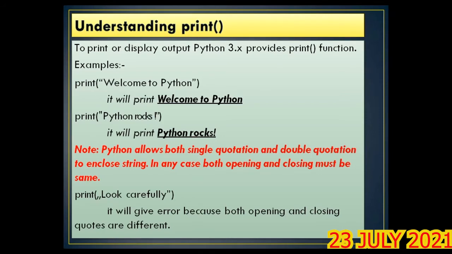Python allows both single quotation as well as double quotation to enclose, but in both cases the opening and closing must be the same. One side single quote, another side double quote is not allowed. Single, single, double, double. For example, you can see here the double quote is given two times on the left side, and here it is not matching. It will give an error because the opening and closing quotes are different. You can type that and see how the error shows when you don't follow the proper syntax. For now, we just see the print function here.